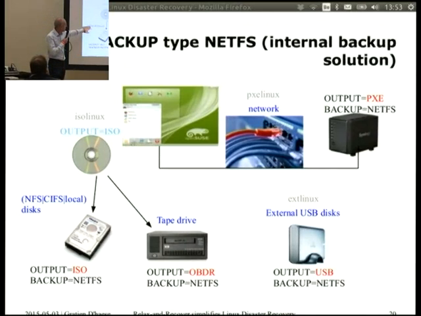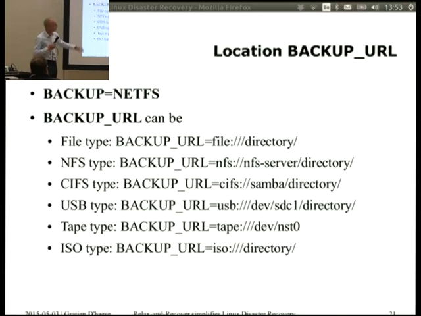How can you differentiate NFS, CIFS, etc.? That is through the backup URL. That defines the location. The location, you can see it there on the right side. You say equals file, which means on the same system. NFS means an NFS location. You have CIFS, USB, tape, and ISO. The latest one, ISO, means that you will create one big ISO file system, including the backup archives.